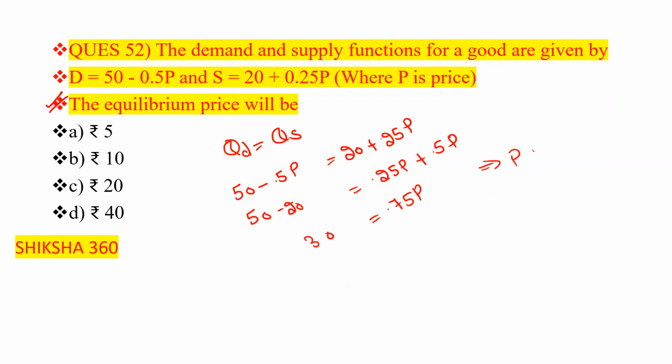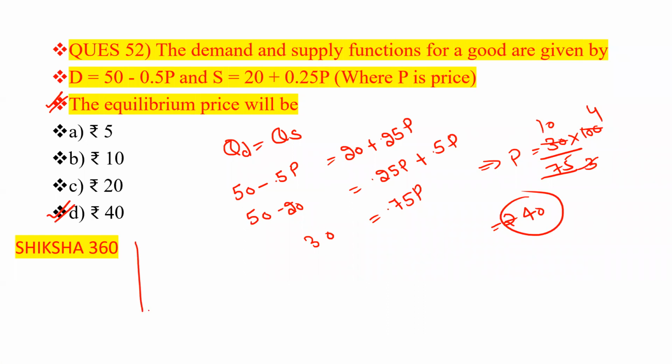P here is equal to 30 upon 75 into 100, which gives P equal to 40. So price is equal to rupees 40. Clear? So option D is the answer. Just remember that this is how we find the equilibrium price.